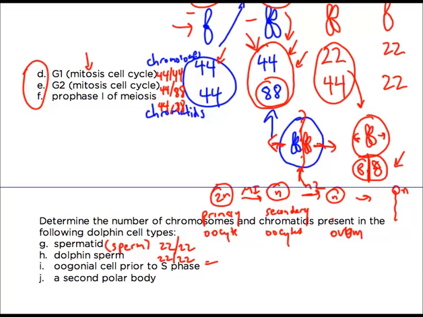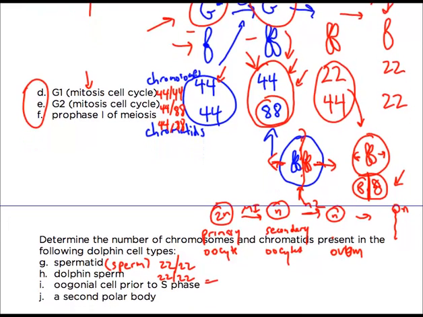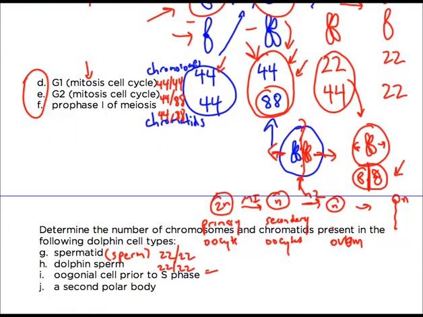An oogonial cell prior to S phase, just for the record, that means it hasn't even gone through S phase. In our drawing, it's still right at the beginning here, right? So remember, it didn't really matter if it's going to go through mitosis or meiosis, it's the starting cell. When they say oogonial cell prior to S phase, it's a primary oocyte. So it should be the same as this right here, and it is. So there's 44 chromosomes, 44 chromatids.